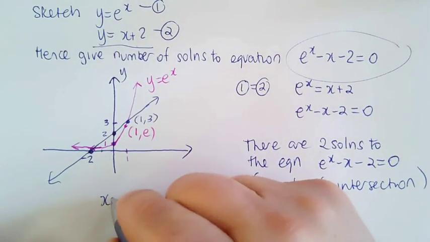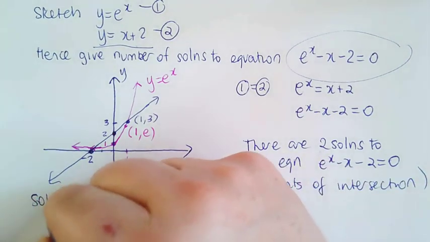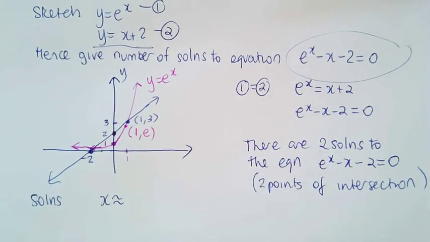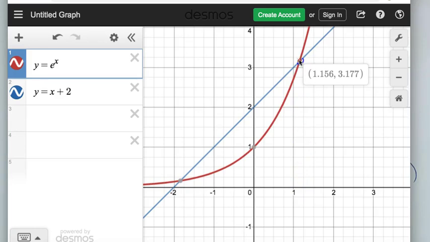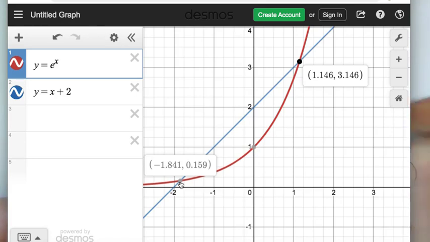And we will have a little look. So the solutions are x is approximately equal to, now in Desmos, y equals e to the power of x and y equals x plus 2. You can see that the solutions are approximately, here I'll just click, about 1.1-ish. That's the point of intersection. 1.15 is an approximate solution. And there's the other one. Look, it does it for you. So the solutions are x is approximately 1.15-ish and negative 1.84. They're the approximate solutions.